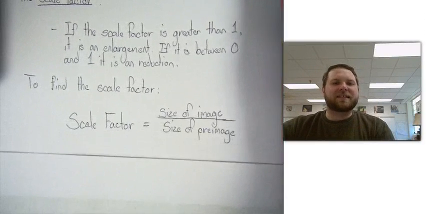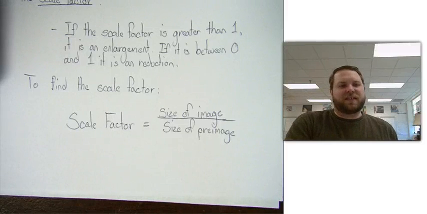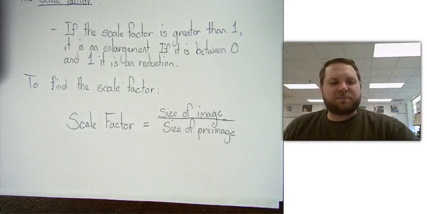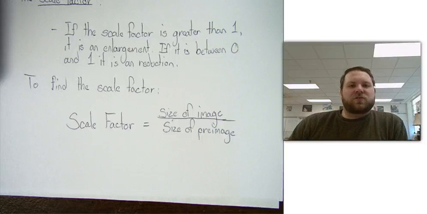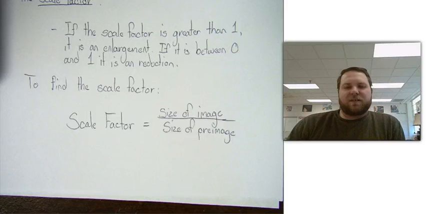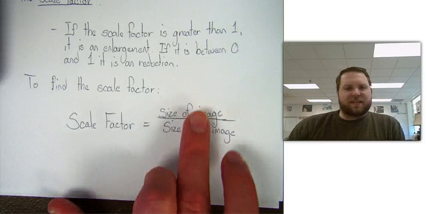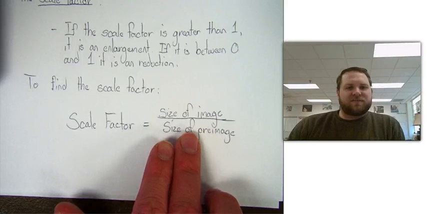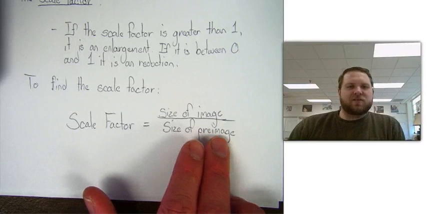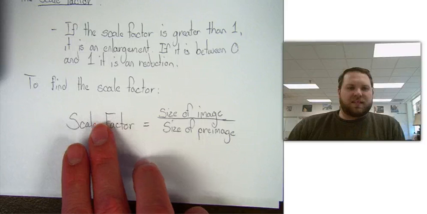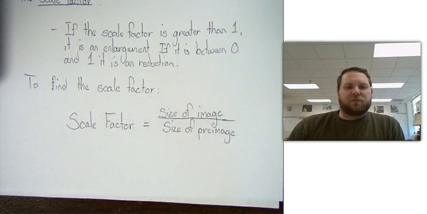All right, and last thing is how to find the scale factor of these. When you have an image and a pre-image from a dilation, if you want to find the scale factor, all you have to do is pick some distance that's on the image and pre-image, and you want corresponding parts. If you take the size of the image divided by the size of the pre-image, those numbers are going to give you the scale factor. And we'll practice some of that in some exercises later on.